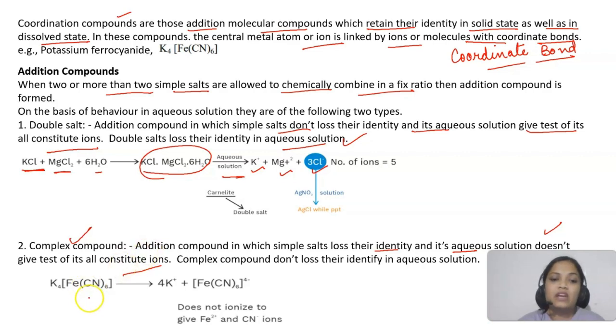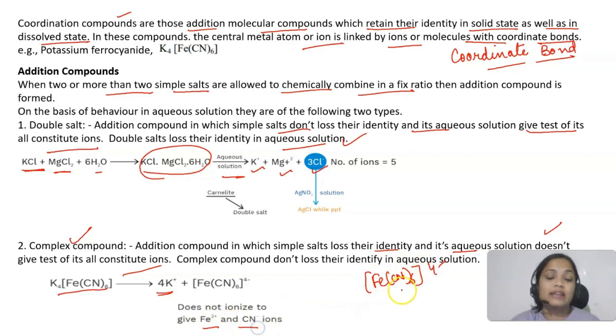So here we are having potassium ferrocyanide. Okay, I'll tell you how to name it also, don't worry. You can see that in this bracket, whatever salt is there, in aqueous solution also it is not getting ionized to give you ferrous ions or cyanide ions. That is the main difference between the double salt and complex compound.